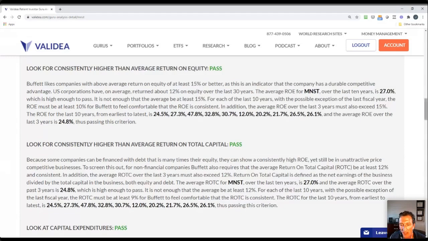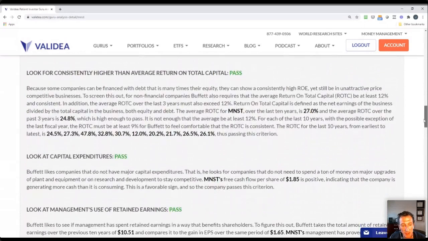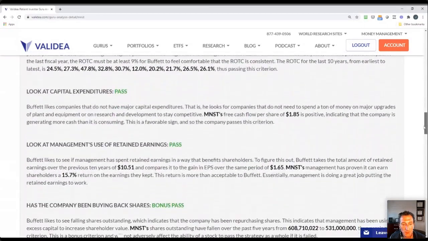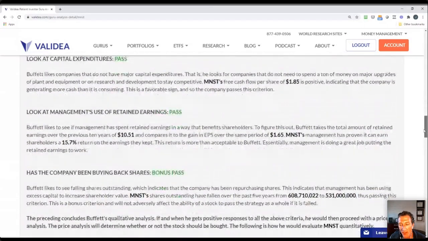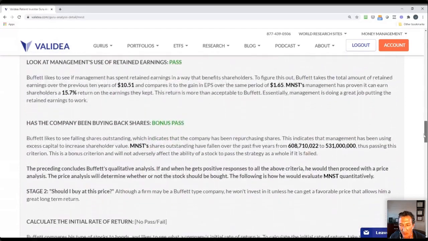And so that's how this model does it. It looks at the 10 years of return on equity and return on capital. It then looks at capital expenditures. It wants to see free cash flow per share, looks at management's use of retained earnings, and then it wants to see whether the company has been buying back stock, as you come down here.